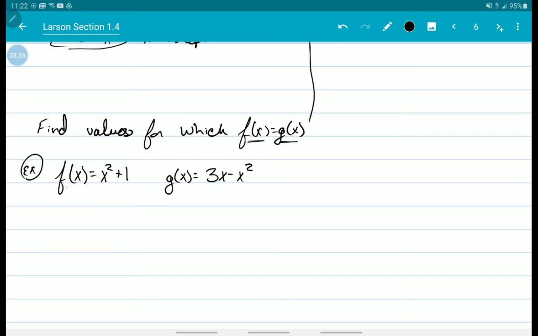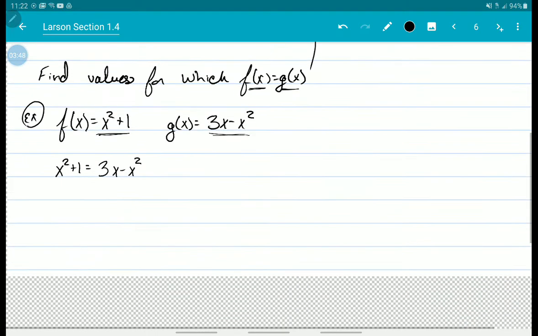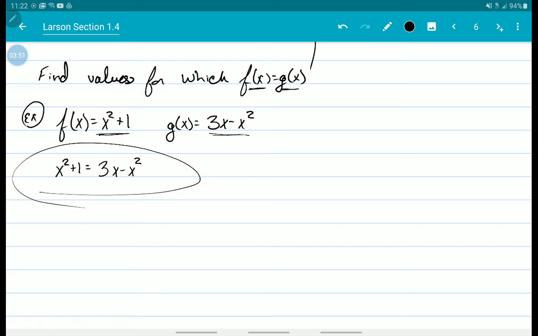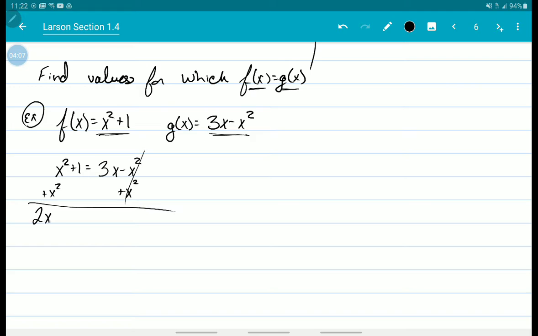So all we're going to do is a substitution. We're going to set that f of x function, which is x squared plus 1, equal to our g of x function, which is 3x minus x squared. Notice we have an equation that's in terms of just x's. So we need to solve this. And to solve a quadratic, you have to move everything to one side. So I'm going to add x squared to both sides. I'll write this out for you so you can see what's going on. So I have x squared plus x squared is a 2x squared plus 1 is equal to 3x. Then I'm going to subtract 3x from both sides.